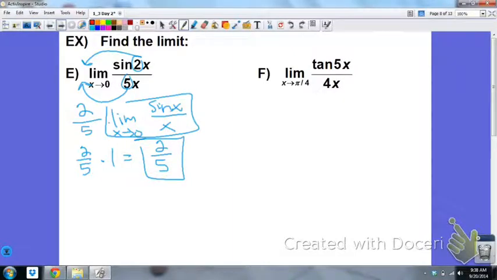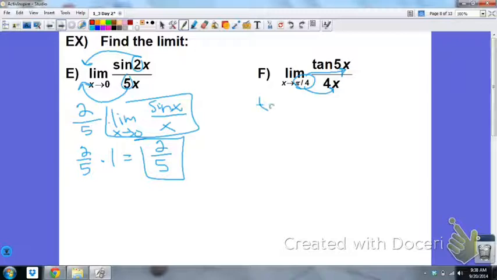Here in f we have the limit as x approaches pi over 4 of tangent 5x over 4x. Now what you'll notice is that we're no longer approaching 0. Okay, so all the other problems, if I plugged in 0, I would have 0 in the denominator, which I can't have. So let's just plug in the pi over 4. There's no need to make it any more difficult than it needs to be. So let's use our direct substitution.